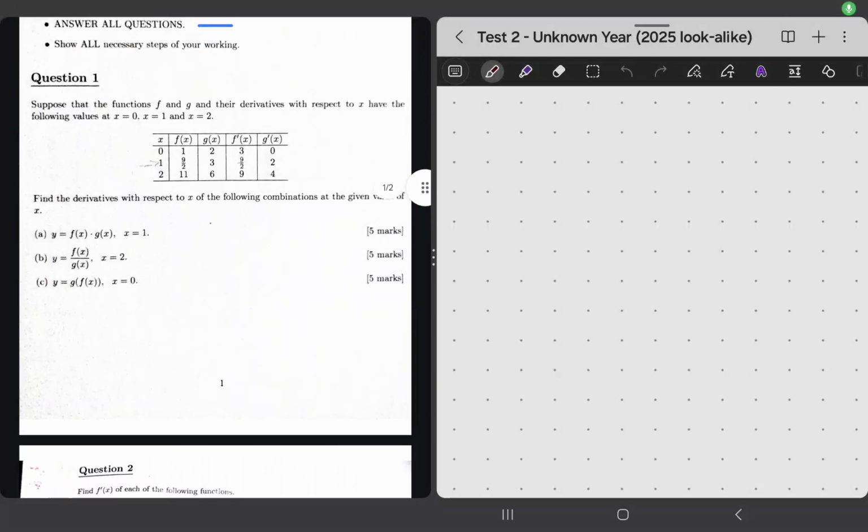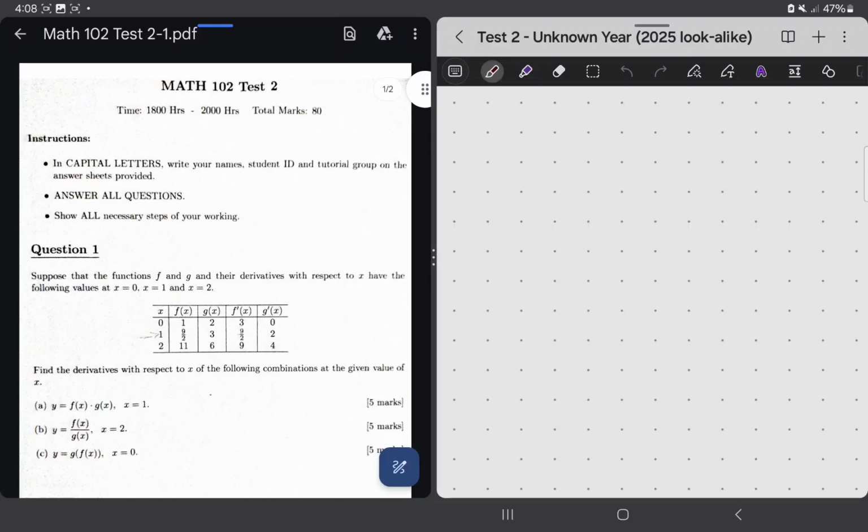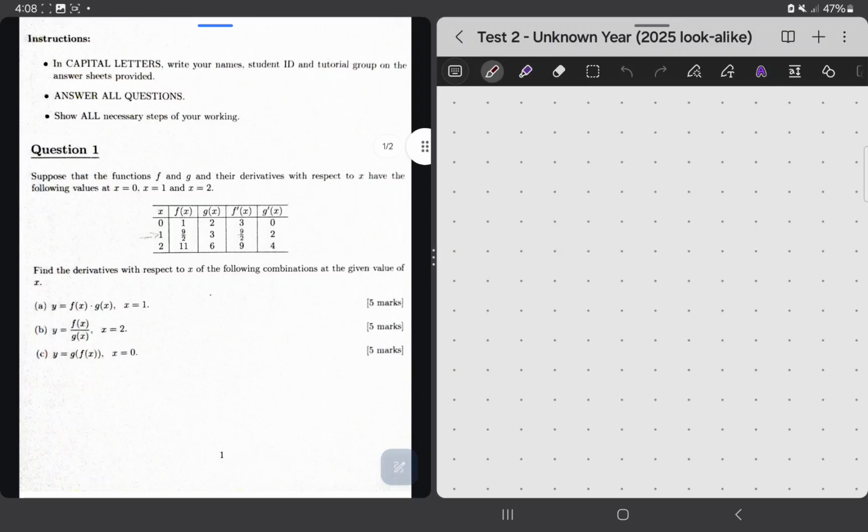Okay, so let's go through this test. It's just a test two, and I'm not really sure when it was, but I love this test. I called it the 2025 lookalike because there are a lot of nice questions that can help us to really learn a lot about our test today.